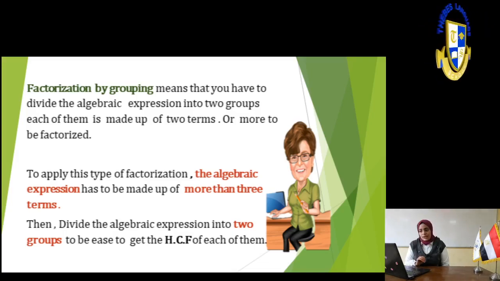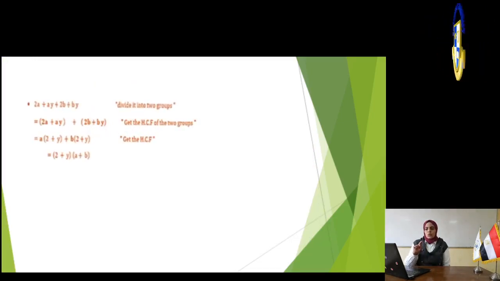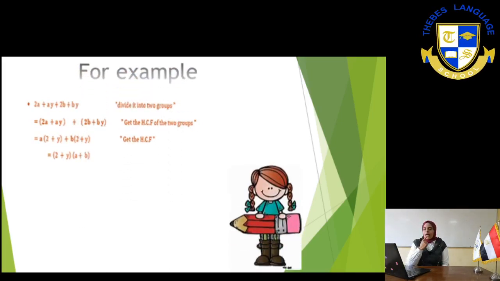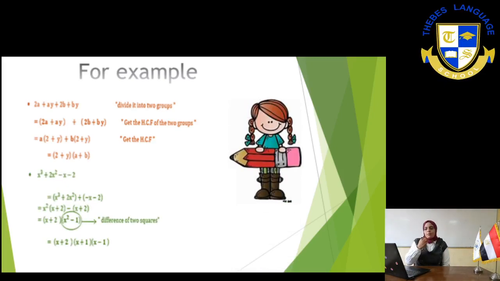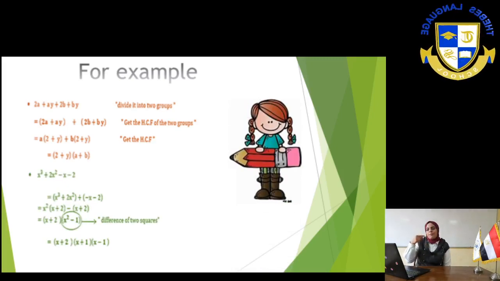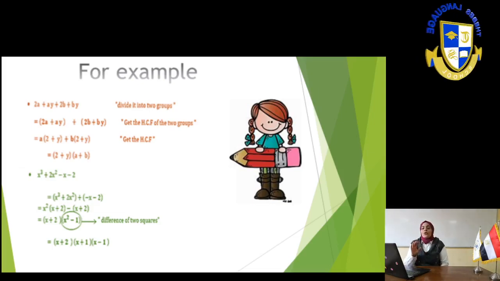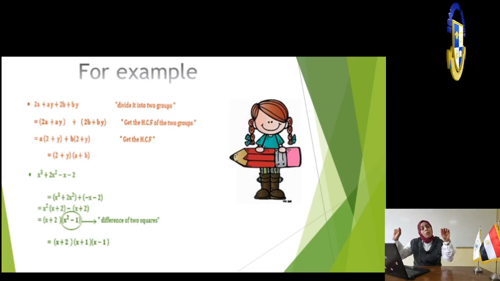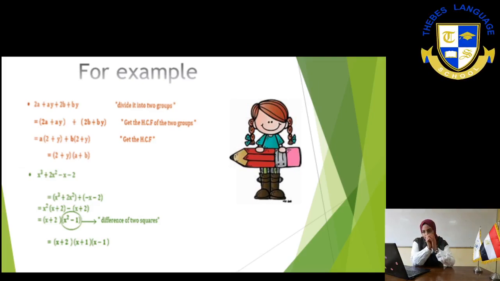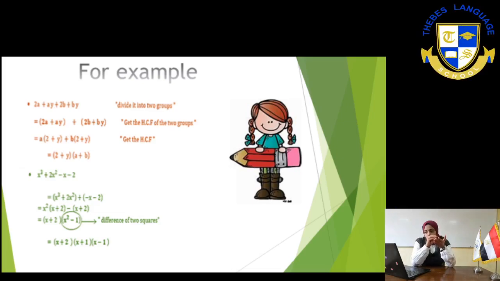Let's move to slide number 3. For example, we have 2a plus ay plus 2b plus by. As you see, we have 2a plus ay. Remember, we repeat a, so we have a as a common factor. So we can divide the algebraic expression 2a plus ay plus 2b plus by in two groups. I will divide the expression in two groups depending on the common factor between the terms.